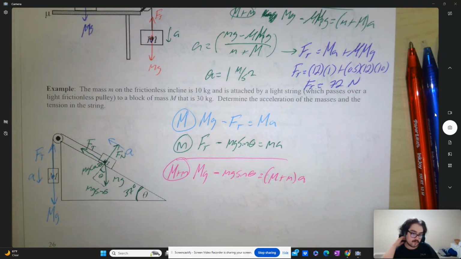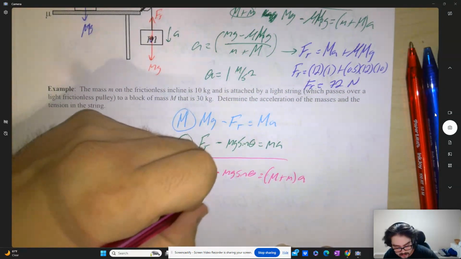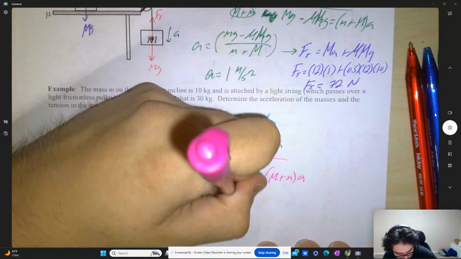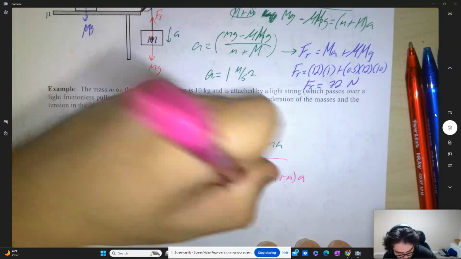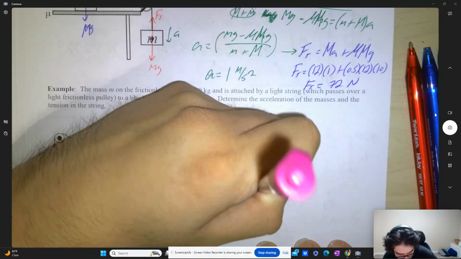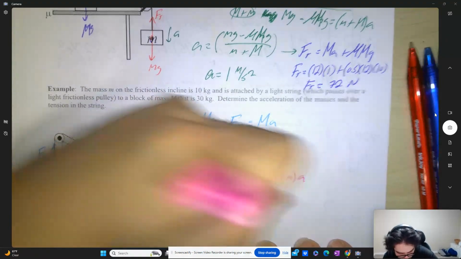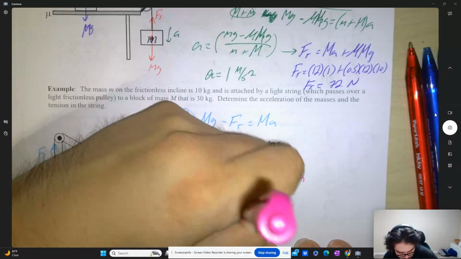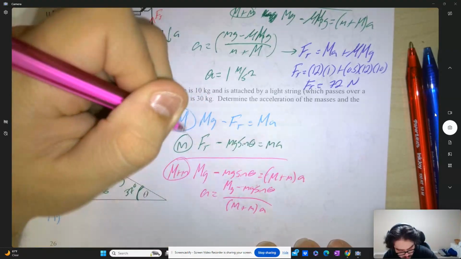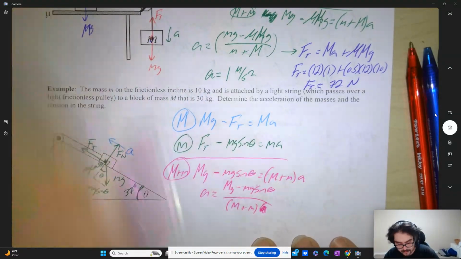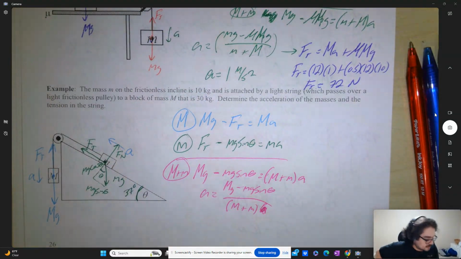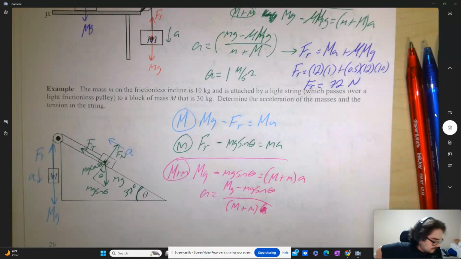So now when I get a by itself, it's going to be this kind of crazy looking expression: capital Mg minus little mg sine theta over capital M plus little m. Nope, I don't need the a right there. There you go. Sorry, I got a little bit lost in the sauce when I was doing that.